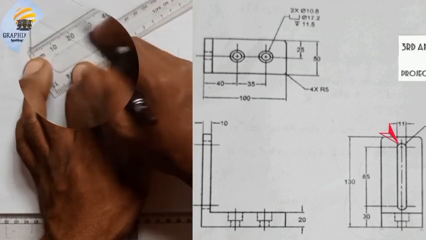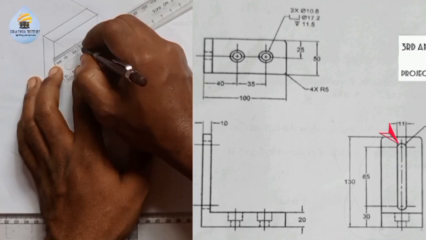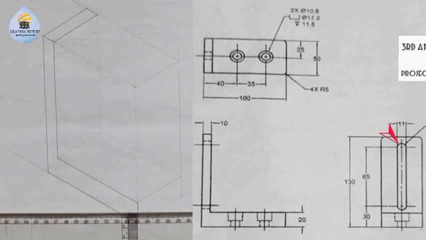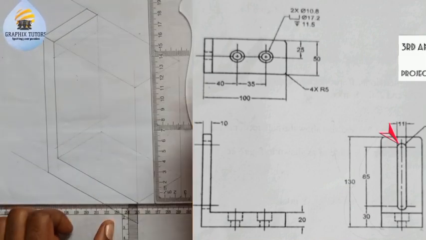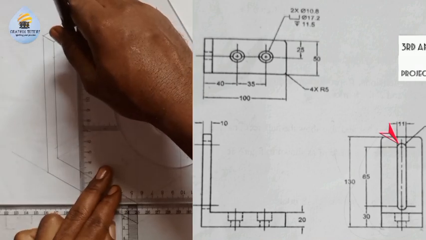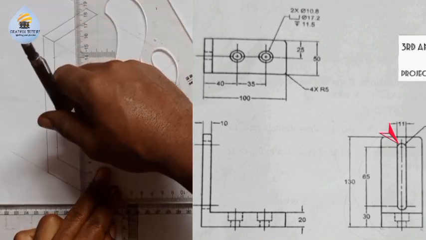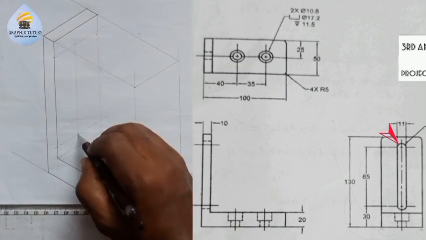So this is 10, 20, and this 25 here, right? And with the help of my t-square and set square, I don't have to come and measure 25 here. I'll just project my point from this point down here. So that means here also is the center of that point.